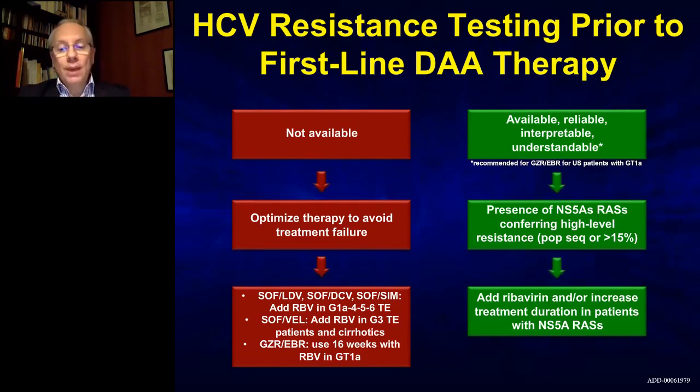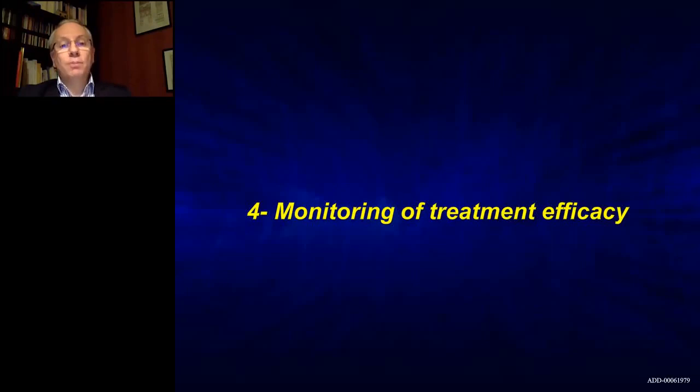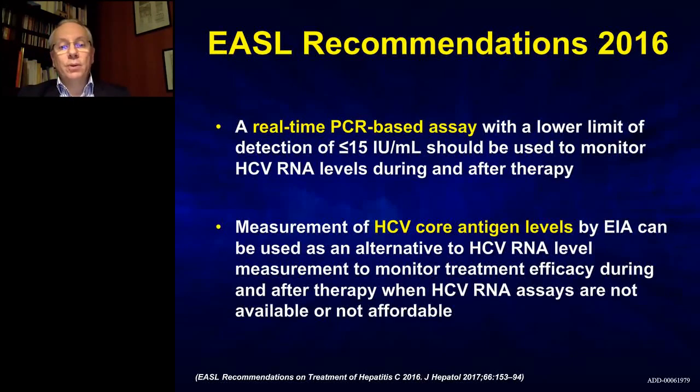The fourth and final point is monitoring of treatment efficacy. When you have started treatment, it is important to monitor treatment efficacy. And here, EASL recommends the use of a real-time PCR assay with a lower limit of detection of less than 15 international units per ml to monitor HCV RNA levels during and after therapy.